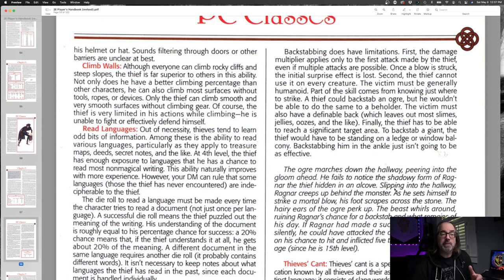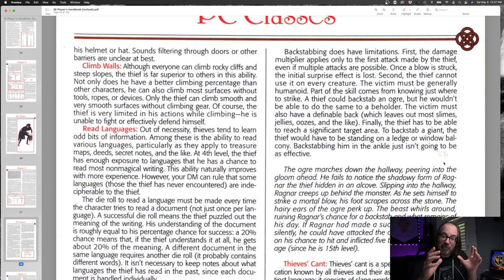Finally, the thief has to be able to reach a significant target area. To backstab a giant, the thief would need to be standing on a ledge. Again, I call BS on that. Backstabbing an ankle just isn't going to be effective? Yeah. Anyway, I call BS on that, but I will say that I think I may have found it, right?